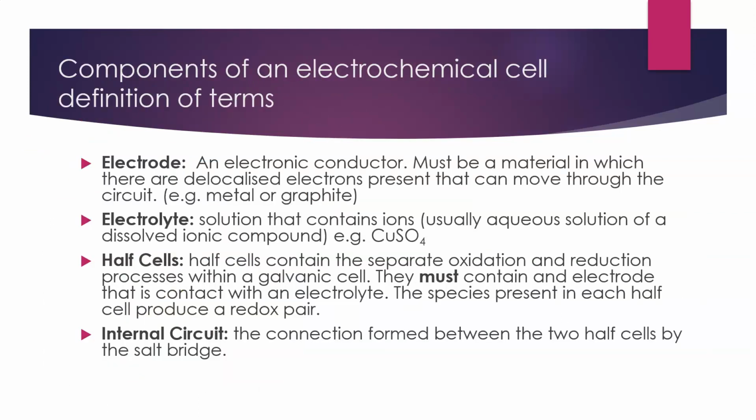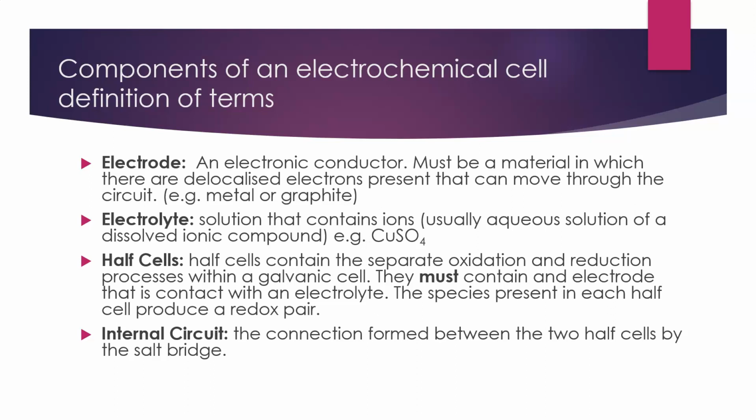So the key thing for this is to know the components of the electrochemical cell and the definitions of each one of them. The electrode must be an electronic conductor, so it needs to be a material where there are delocalized electrons present, where they can move through the circuit. This could be any metal, or we could use graphite as an inert electrode, i.e. it won't react with anything in the solution, but it still has delocalized electrons to be able to pass that current through.